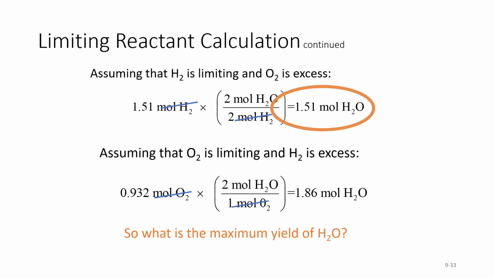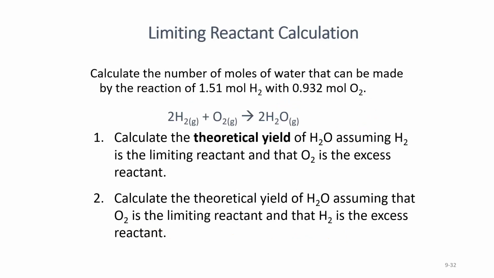So we start with 1.51 moles of hydrogen and 0.932 moles of oxygen, and we're trying to figure out which one is going to produce the least amount of moles of H2O. So we're going to go from this one to moles of H2O, this one to moles of H2O, and compare. Whichever produces the lower amount of H2O is the limiting reactant.